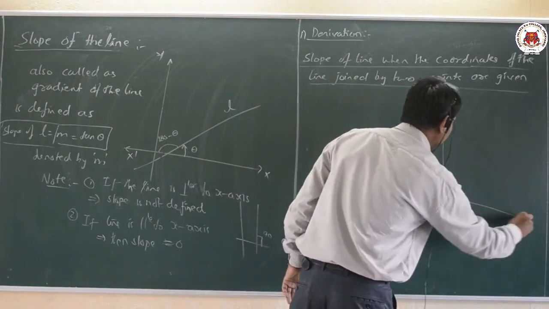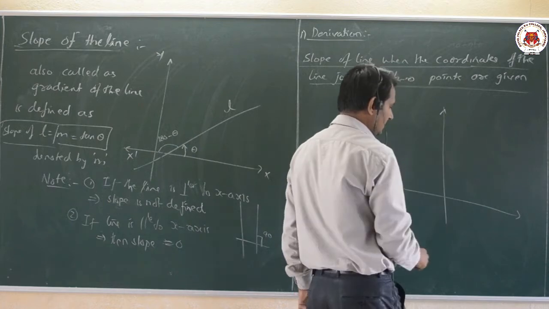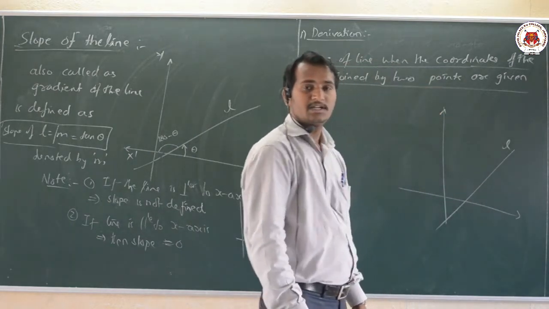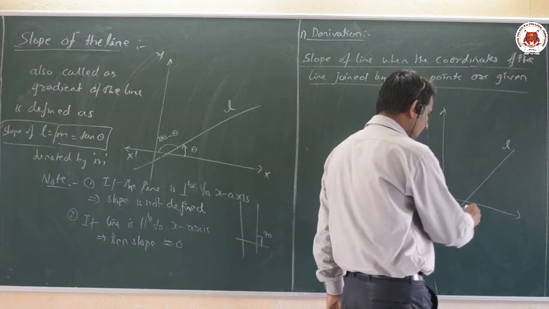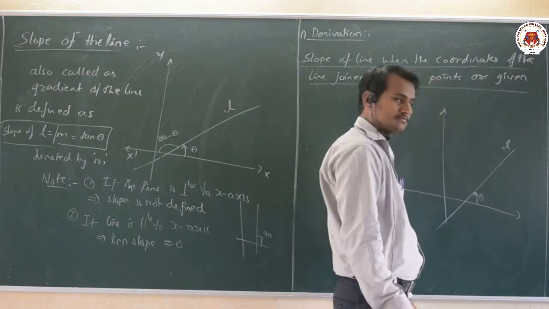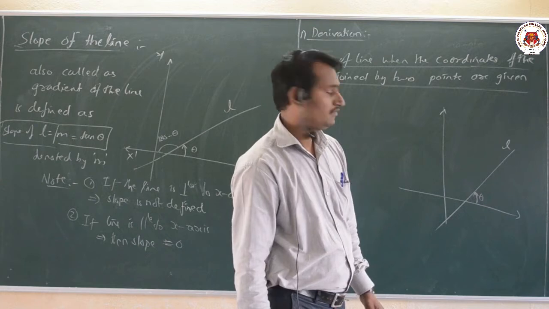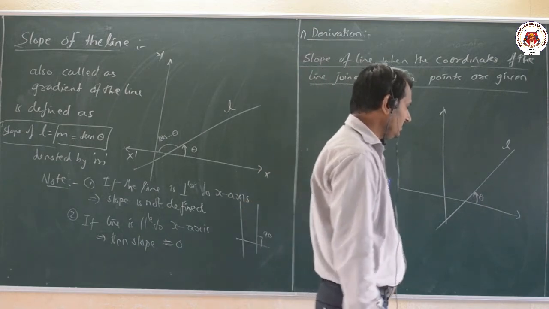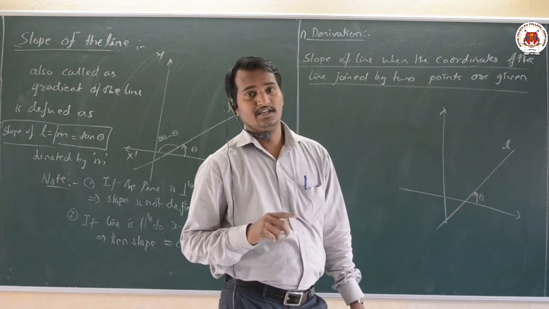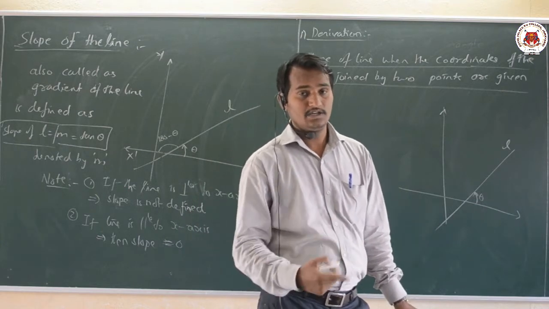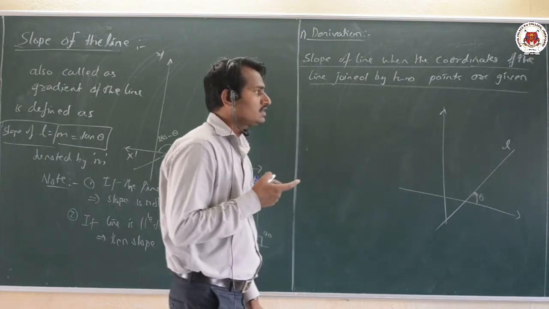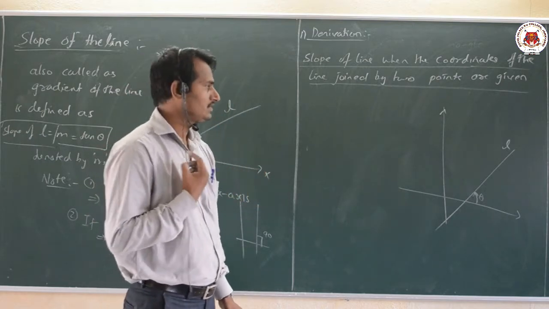The first thing: let us take a line here, dear students, our line L, and here it makes an angle of theta. Here theta may be of two types, one is acute and one is obtuse, that is, less than 90 and greater than 90, not equal to 90. These two cases will be there here, that we shall observe.